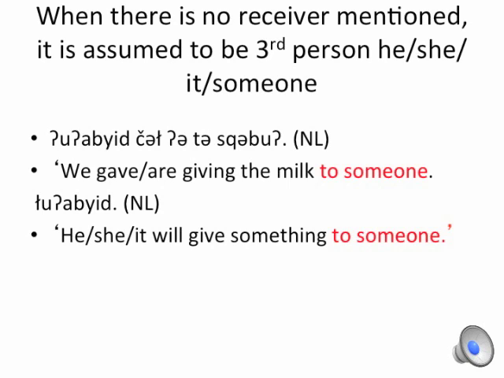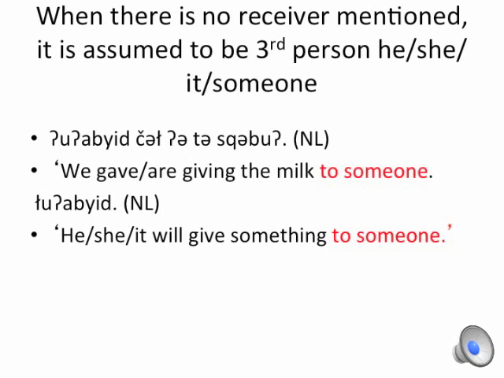So when there is no receiver mentioned, it's assumed to be third person, he, she, or it, or someone. So O abyid chash atasqabo. We have chesh there, we know that's the doer. We are giving someone, and we have atta there, so we know what is being given. The object is milk. So we are giving someone milk. Since there's no T there marking the receiver, we assume that it's someone.